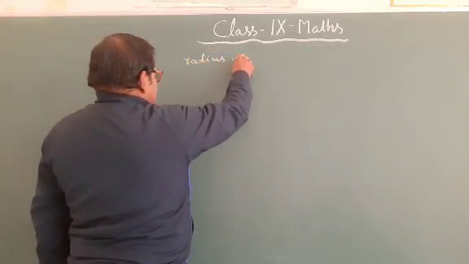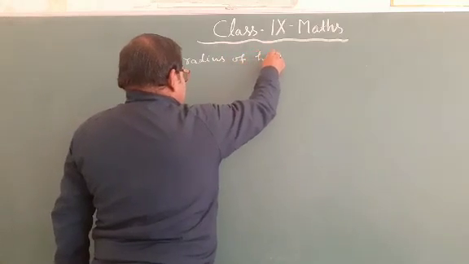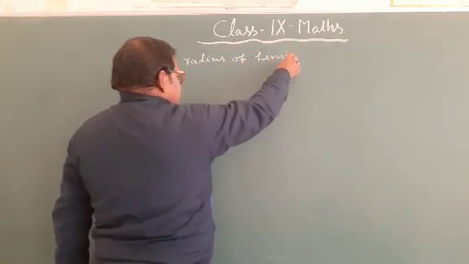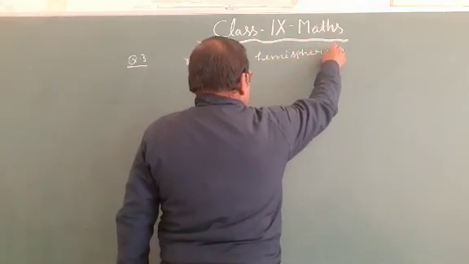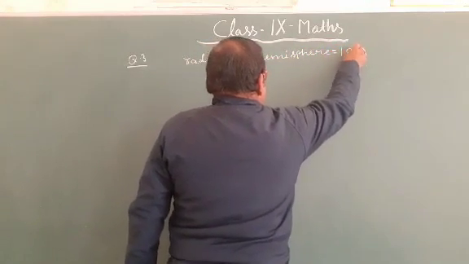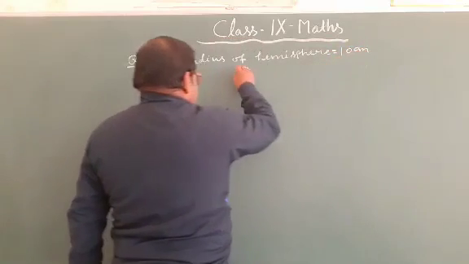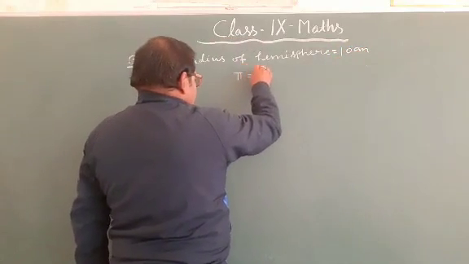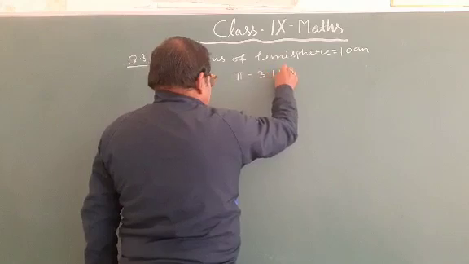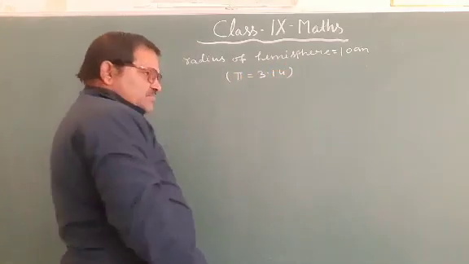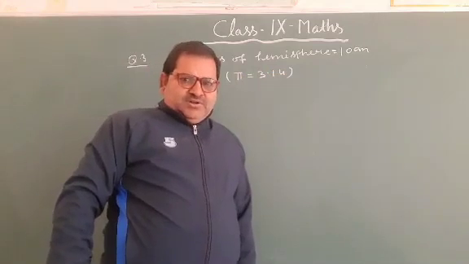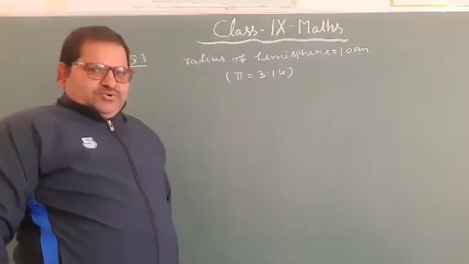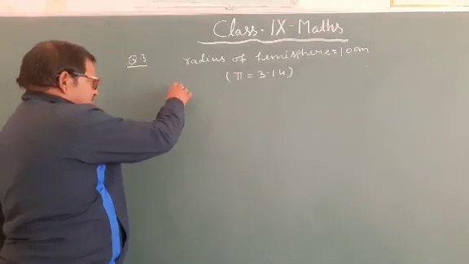Radius of the hemisphere is 10 centimeter and pi equal to 3.14. Now find the total surface area.